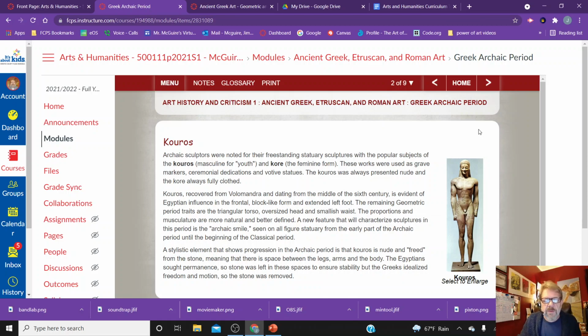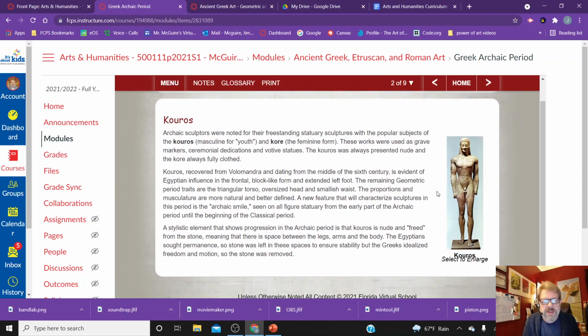In the Kouros recovered from Volomandra, dating from the middle of the 6th century, the Egyptian influence is evident in the frontal, block-like form of the extended left foot. The remaining geometric period traits are the triangular torso, oversized head, and smallish waist.